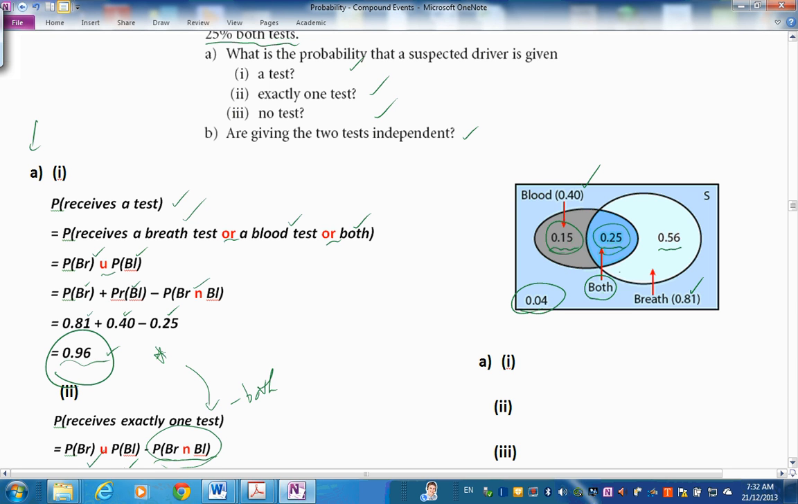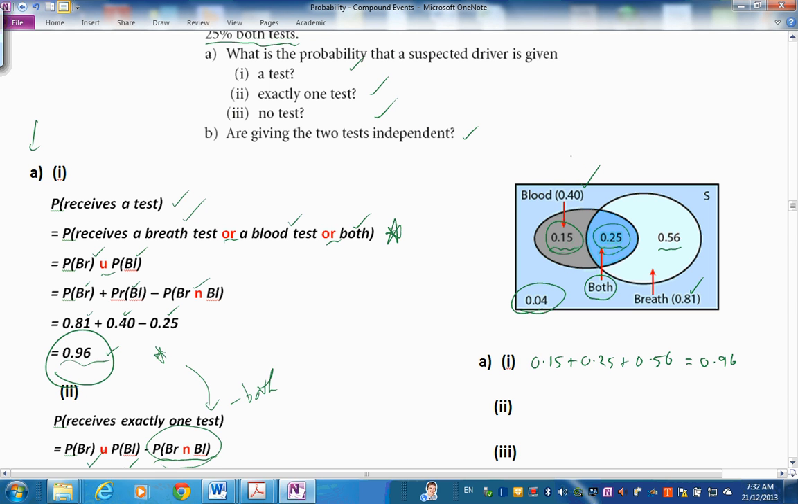So what's the probability of having a test? Well, this makes it a little bit easier. You don't have to use the rule that we used over here. You can add them up. It's 0.15 plus 0.25 plus 0.56. You can just do it straight like that, and you'll get the same answer, of course, 0.96. The Venn diagram is a more basic way, a non-rule way of doing the problem.